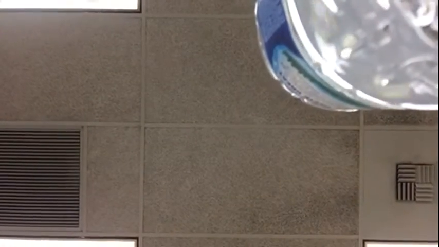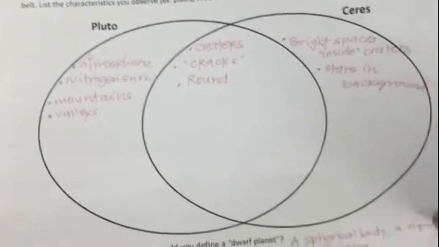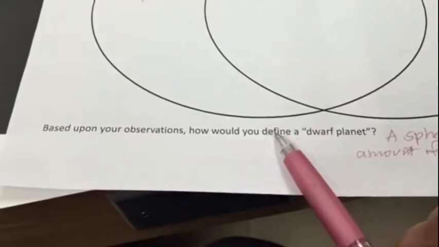We have data set B. You've got to give yourself some room. Add images of Pluto and Ceres. Venn diagram.